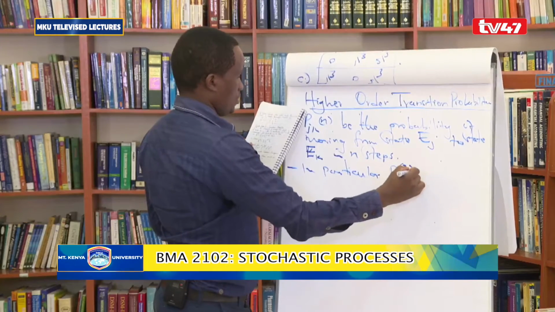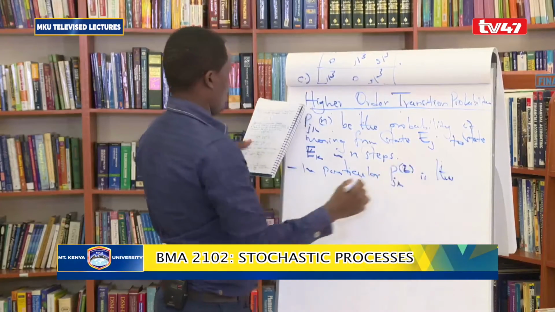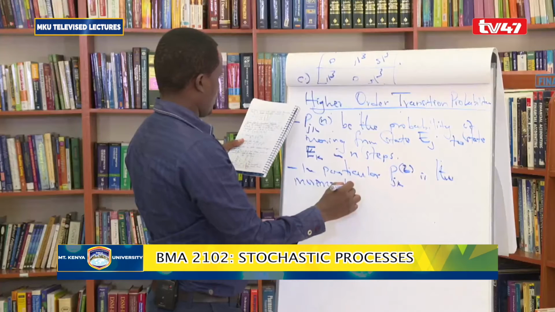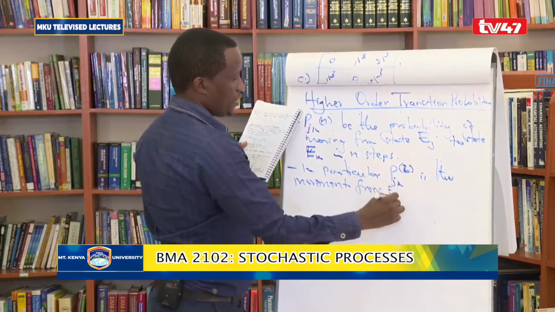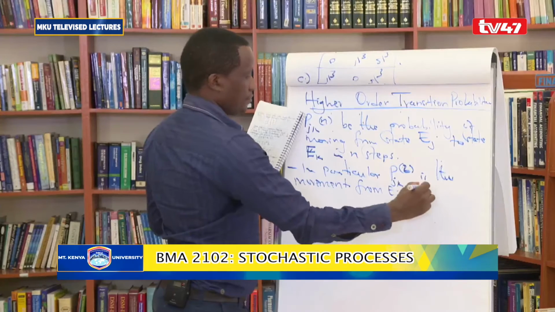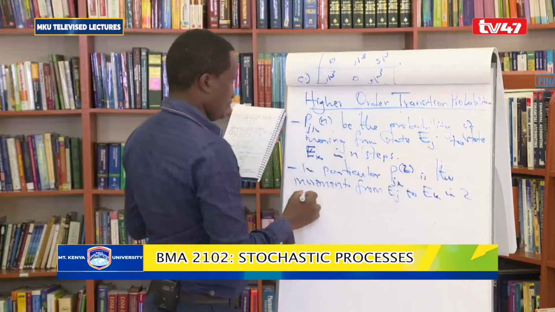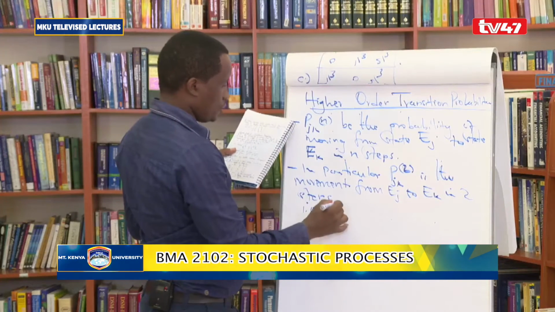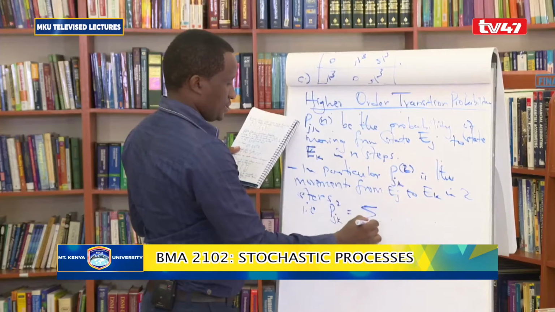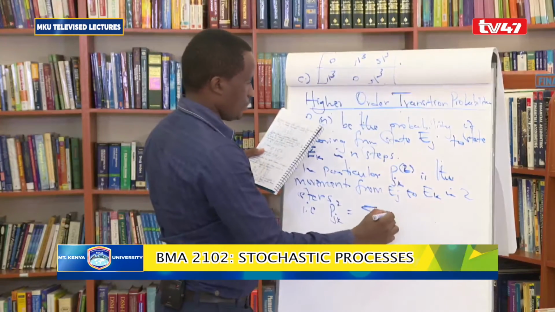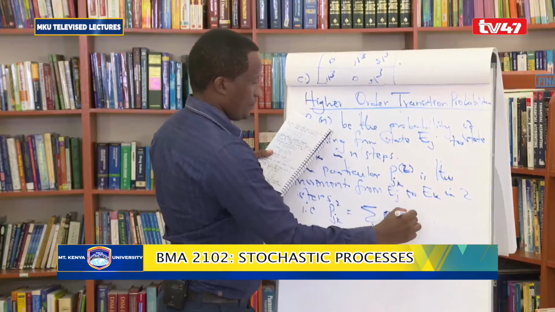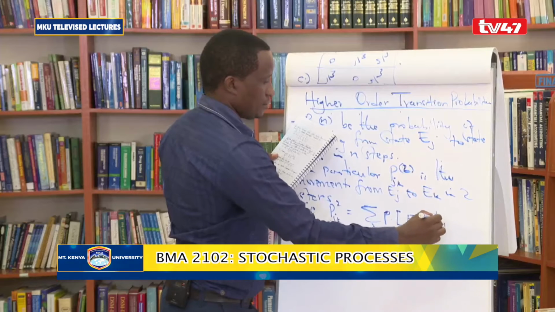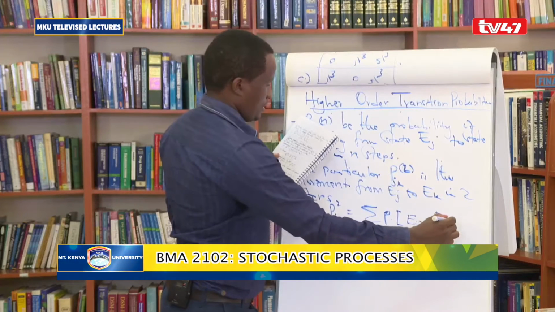In particular, p_jk^(2) is the movement from state j to state k in 2 steps. That is, p_jk^(2) is the same as the summation over lambda of the probability of moving from state j to state lambda, then to state k.